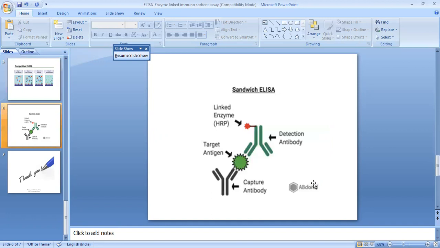Next, we'll move on to the sandwich ELISA. Here, the antigen will be sandwiched between two antibodies. One is the capture antibody, otherwise called the primary antibody. Coat the surface of the microtiter plate with the primary antibody, and then you add the antigen. Now the secondary antibody or the detection antibody will be added. This detection antibody will be complementary to a region on the antigen whose binding site is different from the capture antibody binding site.